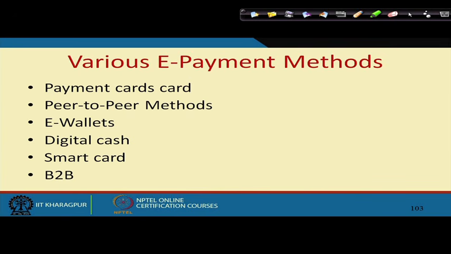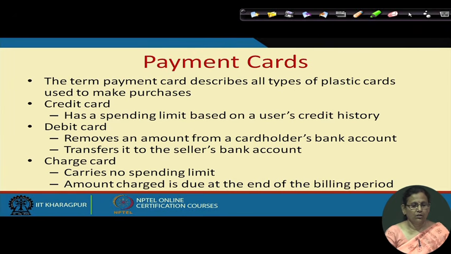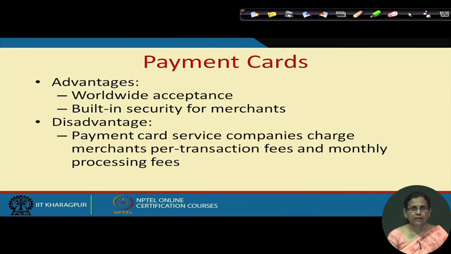So, first one is your use of payment cards. The term payment card describes all types of plastic cards used to make purchases. This includes credit card that has certain spend limit based on user's credit history. You can have debit card which directly helps removing the money from the cardholder's bank account. Then you can have charge cards which carry no spending limit, the amount of charge is due at the end of the billing period. There are many advantages and disadvantages associated with it.